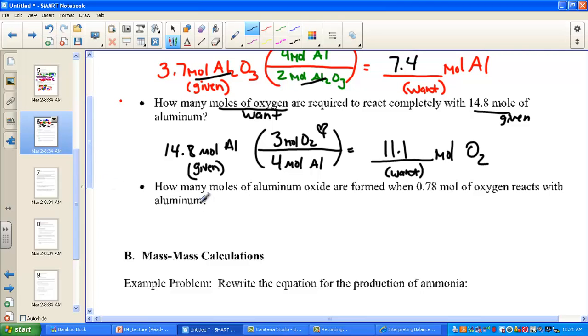Let's try one more mole-mole calculation. How many moles of aluminum oxide? So here's what I want to know. Moles of aluminum oxide given the quantity of oxygen moles. So here's my given. We'll start by writing 0.78 moles of O2, our given quantity in our problem.